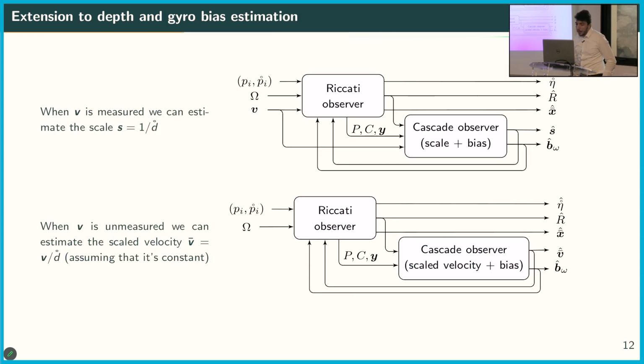Something we actually can do, since we're only estimating a scaled position, is retrieve the true scale. So we can estimate this S hat over here, which is the inverse of the distance, and also a gyro bias. And the idea is we cascade another observer with this Riccati observer, and we can prove the global stability of the entire state. This we can do when we have velocity measurements. However, sometimes we don't have velocity measurements, so instead of using the velocity as an input, we're going to estimate a scaled velocity. So we can estimate this v over d0, but we can't estimate them separately. But it doesn't really matter for us.